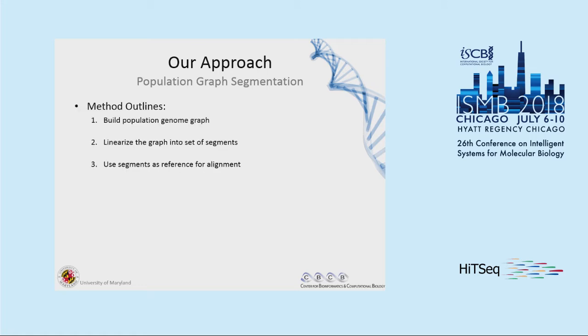Our approach to bridge this gap is basically to do segmentation of the population graph. Simply, our outline for the method has 3 steps. First, we build the population genome graph, and then we linearize it into a set of segments, and then use this set of segments as the reference for the alignment step.